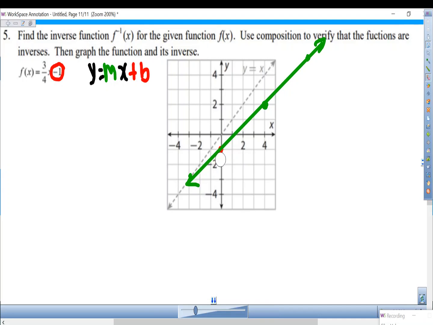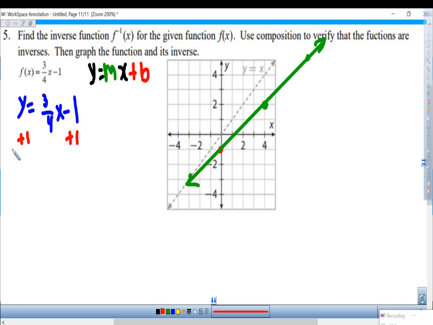So, before I start, tell your neighbor the first thing you need to do to that one to start getting it into the inverse. Then we'll ask Ivan for it. All right, what do I do first? Ivan. Very good. Change f of x to y. Very good. Y equals 3/4 x minus 1. Continue. Diego Romo. Add 1 to each side.